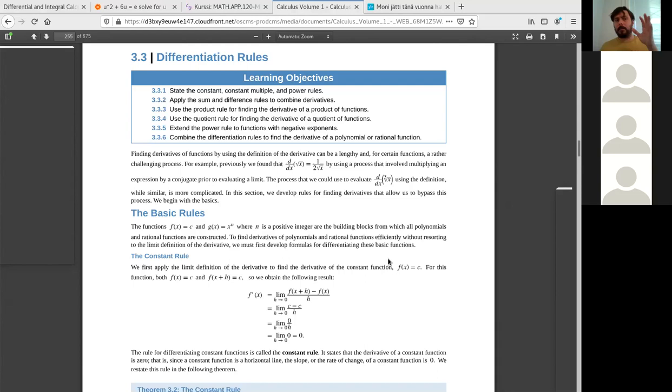Then a couple of things that I want to say about it. The first thing that is important is that it is a linear operator. It means that the derivative of a times f of x is a times the derivative of f of x. And the derivative of the sum is the sum of the derivatives. And that's linearity for you. Look at this.